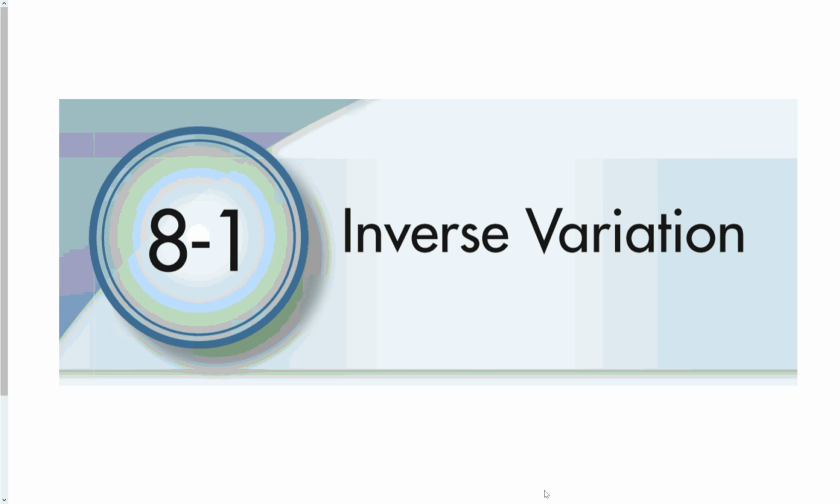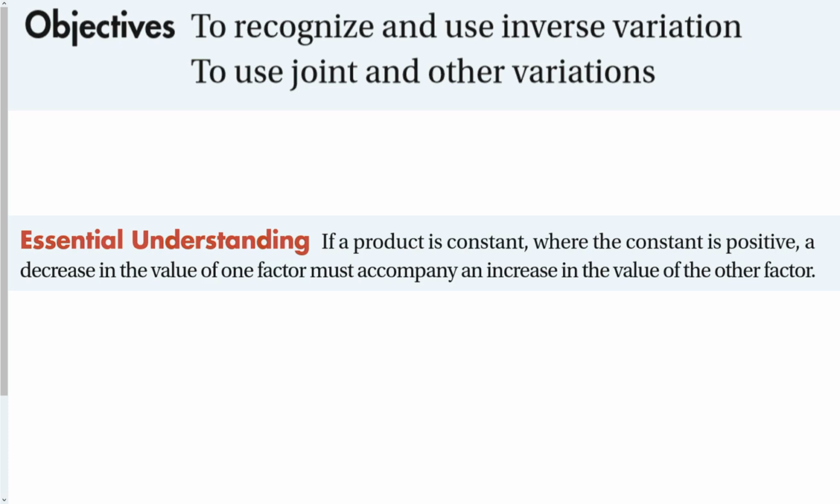Today we are going to cover section 8-1, inverse variation. Our objective here is to recognize and use inverse variation and to use joint and other types of variation. And our enduring essential understanding is that if a product is constant where the constant is positive, a decrease in the value of one factor must accompany the increase in the value of the other factor.